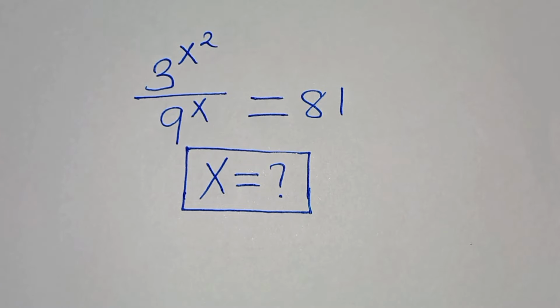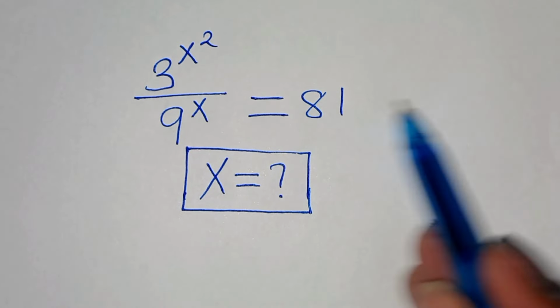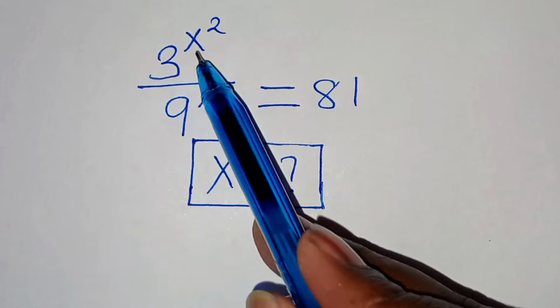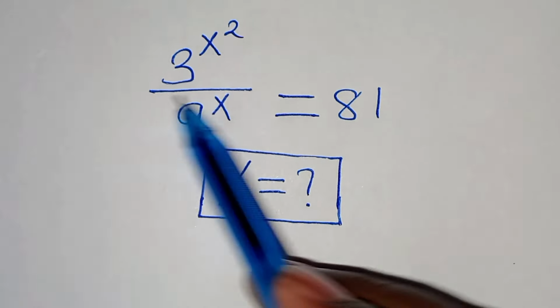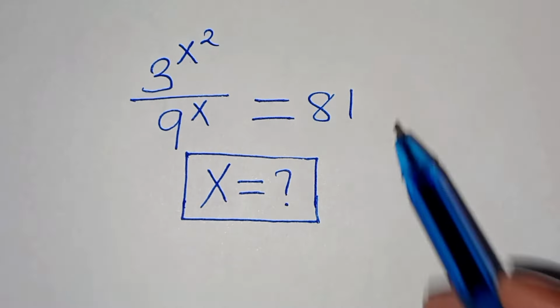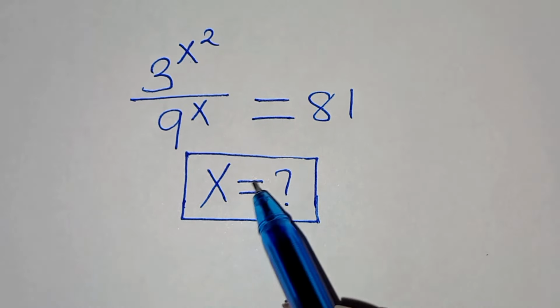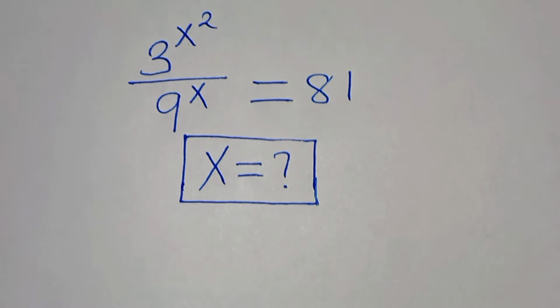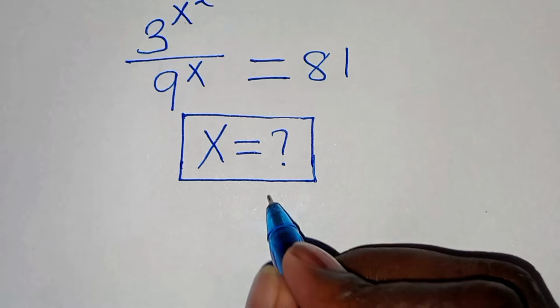Hello everyone, you're welcome to solve this nice exponential equation, which is 3 to the power of x squared divided by 9 to the power of x. This is equal to 81. So what is the value of x? Now let's provide a solution from here.